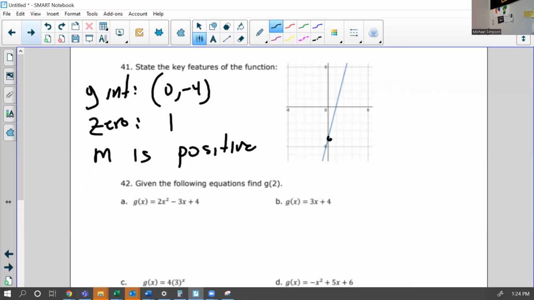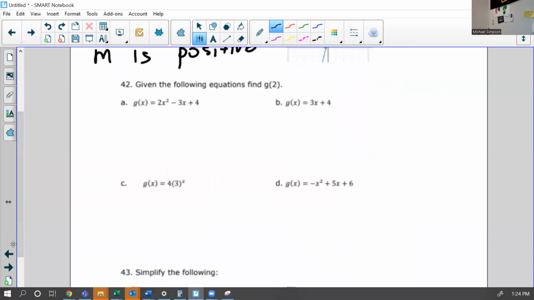No, I got 42. All right, 42. All you do here, guys, you can do it two ways. You can graph the function on the calculator, right? And then find where x is 2 and find the corresponding y value. Or if not, you can solve it.